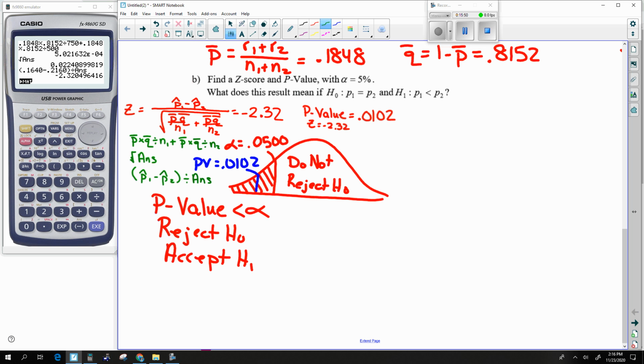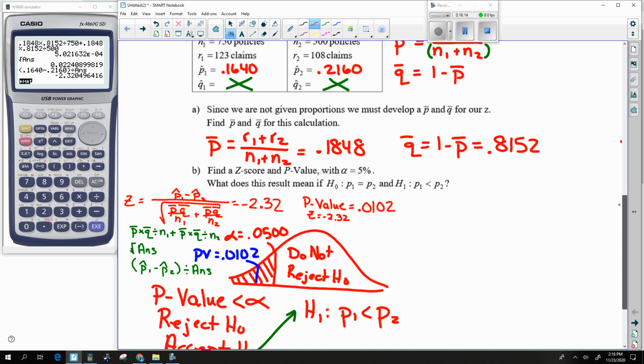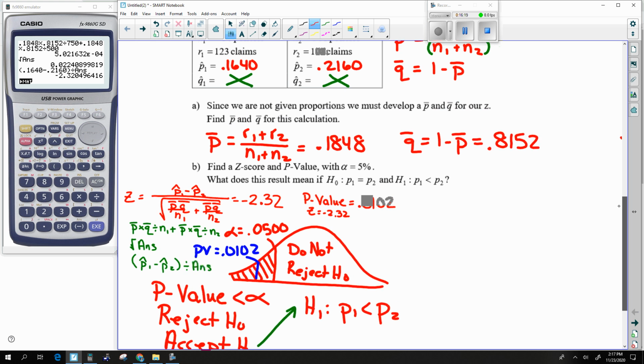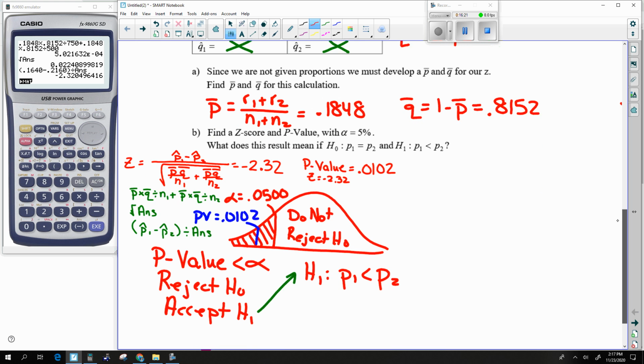So H1 in this situation says P1 is less than P2. That was very nice, it told me exactly what I needed. So P1 is less than P2. That's what accept H1 would say. So P1, the probability of 1, which is, look for the R, a claim. The probability of a claim of group A is less than the probability of a claim from group B.